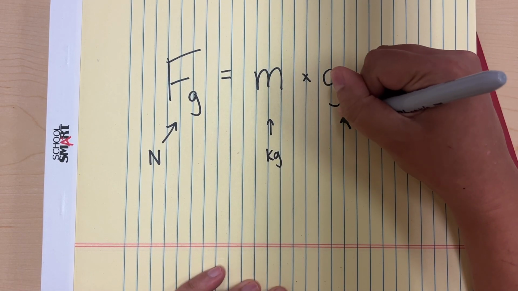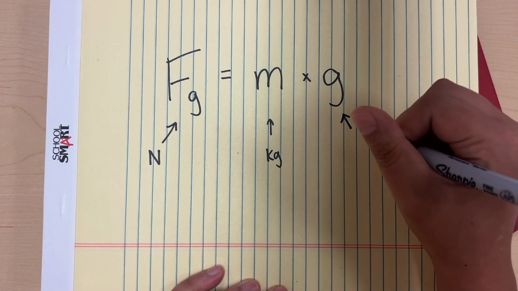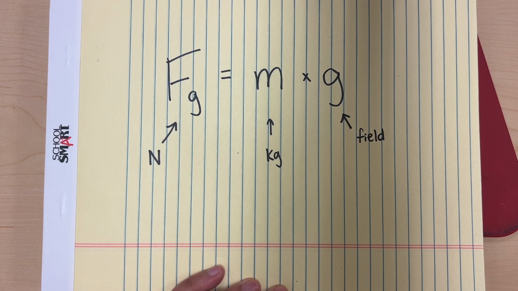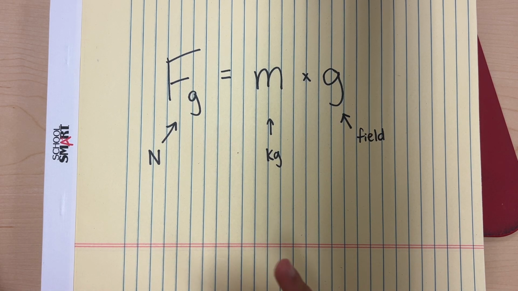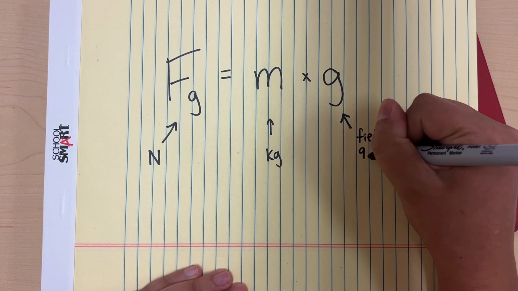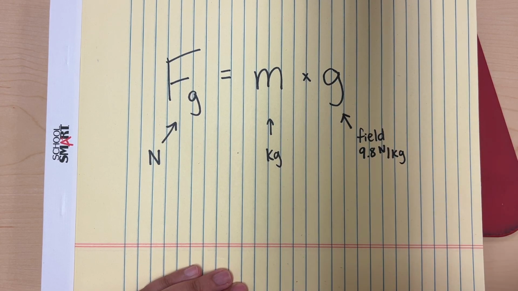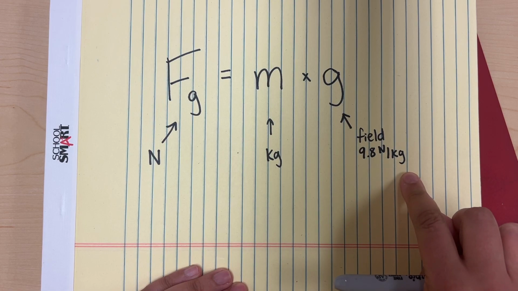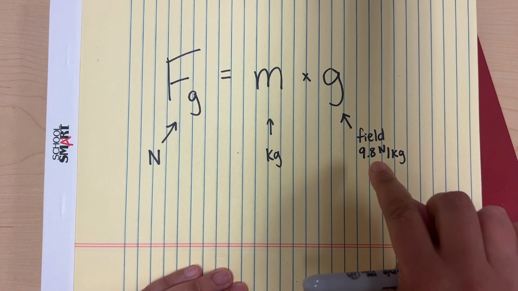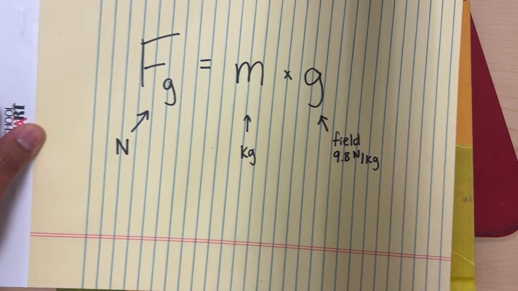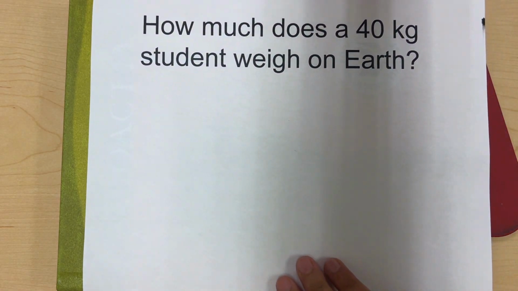And finally, this g is not grams, it's gravitational field. And field tells you how much force acts on every kilogram of mass in that field. So when I say Earth's gravitational field is 9.8 newtons per kilogram, that means every 1 kilogram of mass weighs 9.8 newtons. So I'm going to show you varying levels of problem solving here.